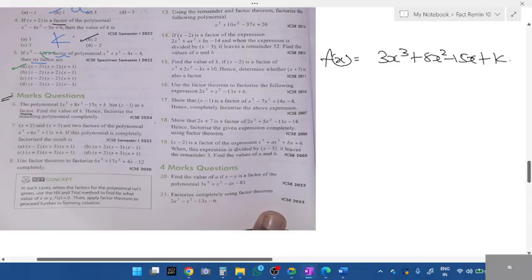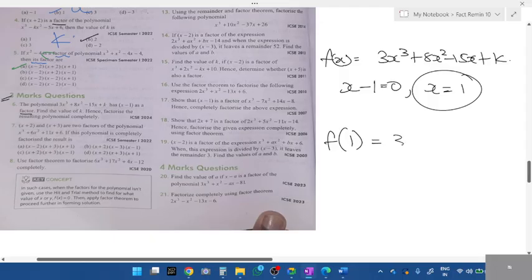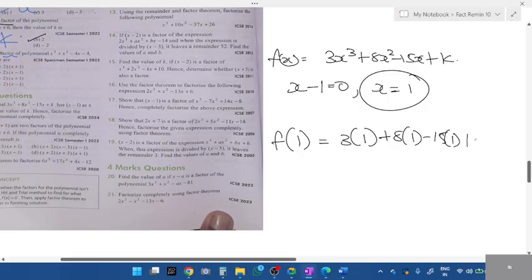Not last year, before that. See, such a simple question they had given. f of x, and the factor is x minus 1. Don't substitute minus 1. x minus 1 is equals to 0, put comma, x is equals to 1. You have to write all the steps. If not, you won't get marks, students. Write f of 1, substitute. And when factor is given, it is 0: 3 plus 8 into 1, minus 15 into 1, plus k is equals to 0. Solve this question.